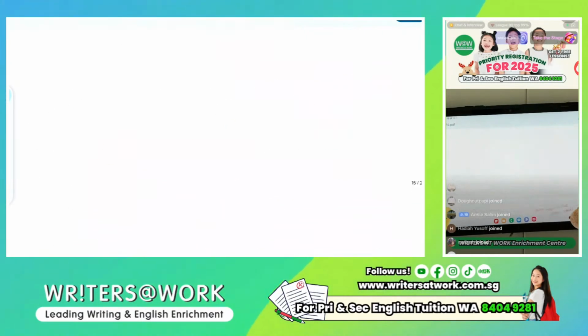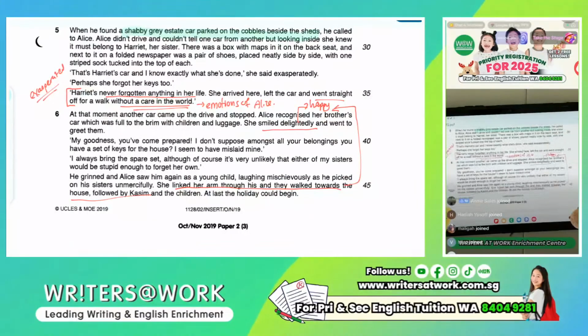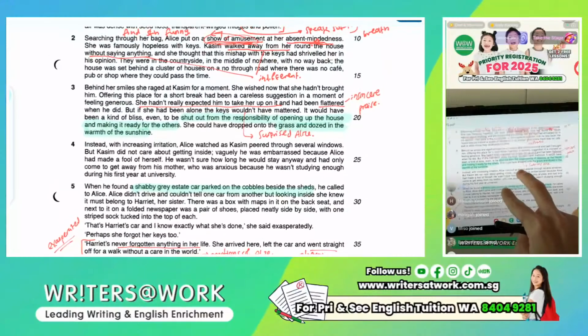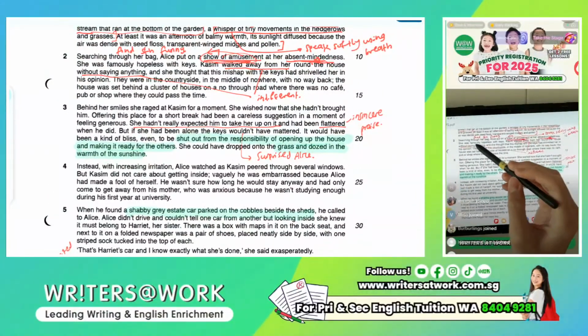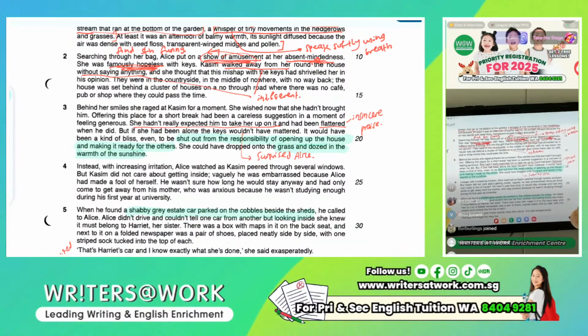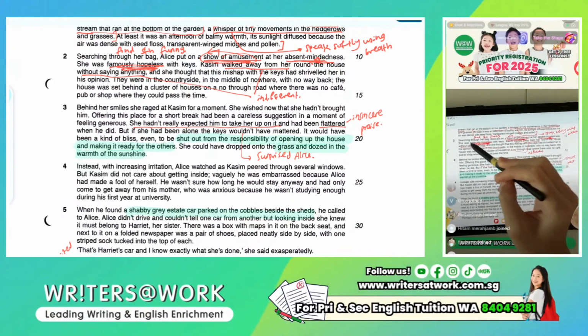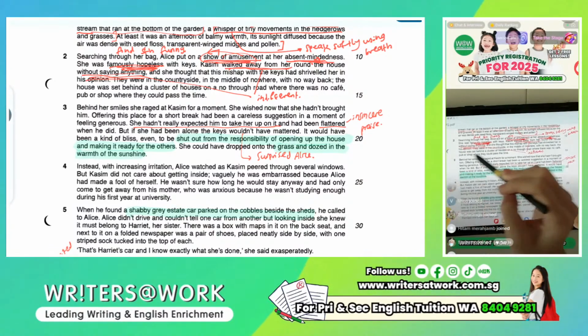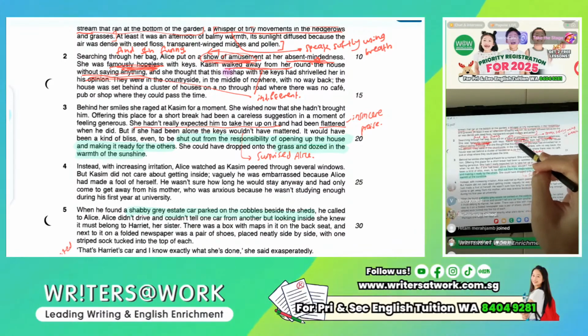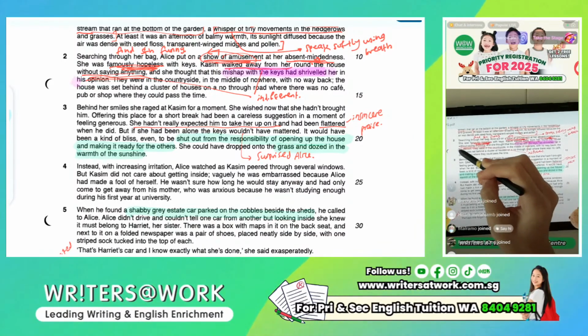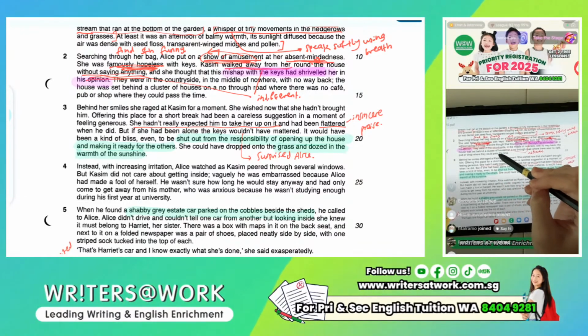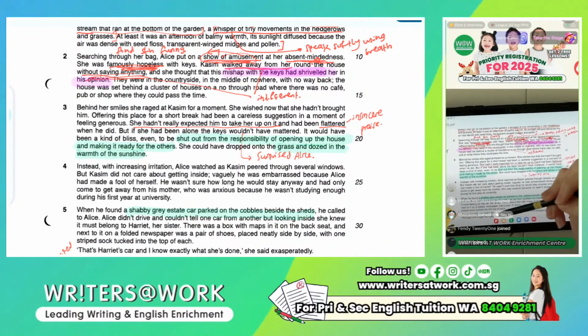So if you go back to the passage again, you observe that she was famously hopeless. So you can see she was shriveled, she was hopeless, she could not do anything. And what did Kasim do? He walked away from her and he didn't say anything. And you observe the next line, she thought this mishap with the keys had shriveled her, in his opinion. So Kasim's behavior is due to Alice's forgetfulness, you can see from here.